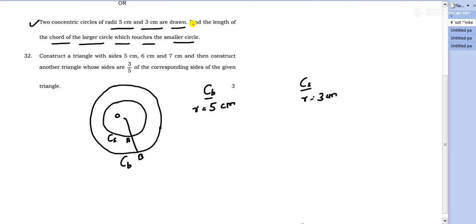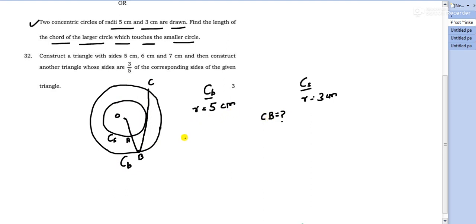Got it? Now see, find the length of the chord of the larger circle. So this is the larger circle CB. We have to find the length of a chord that touches the smaller circle. So let me draw a chord such that it touches this circle. If you see B, let me name the other end C. So BC is a chord on the larger circle and it is touching the smaller circle. Correct? Now we have to find the length of CB.